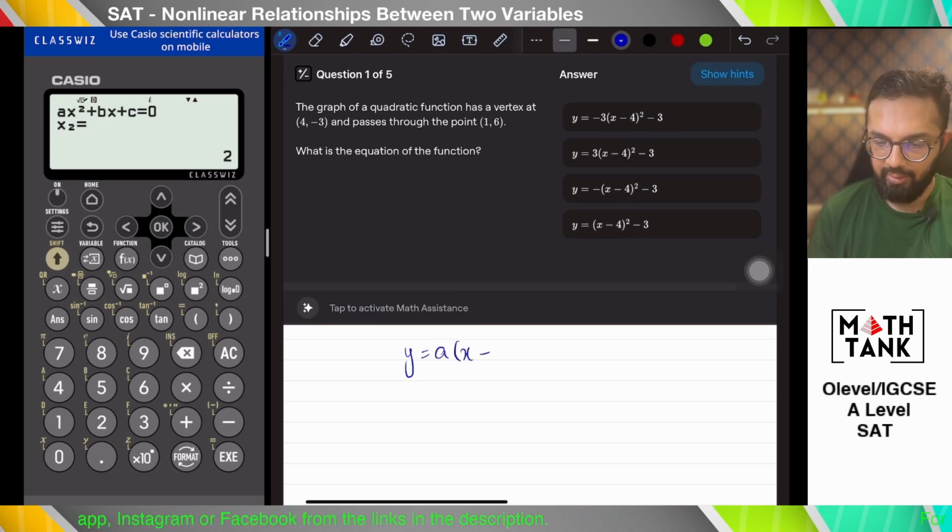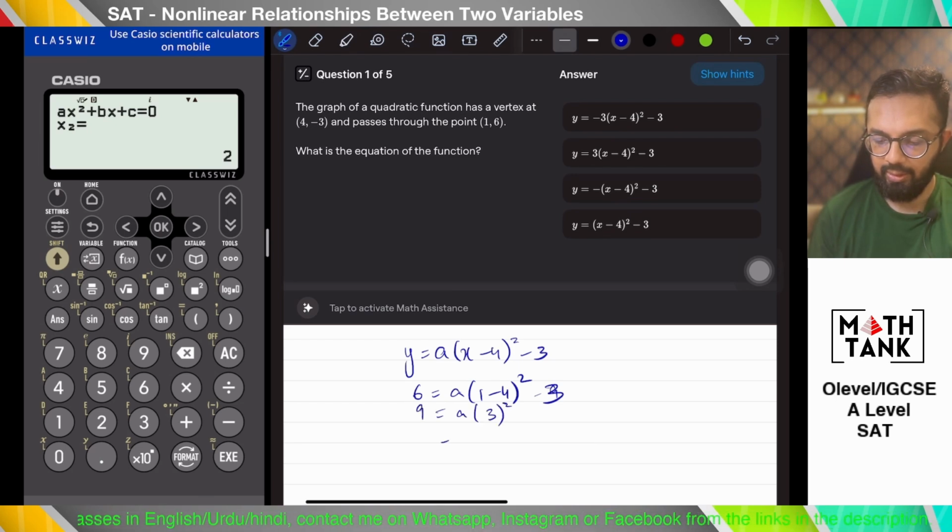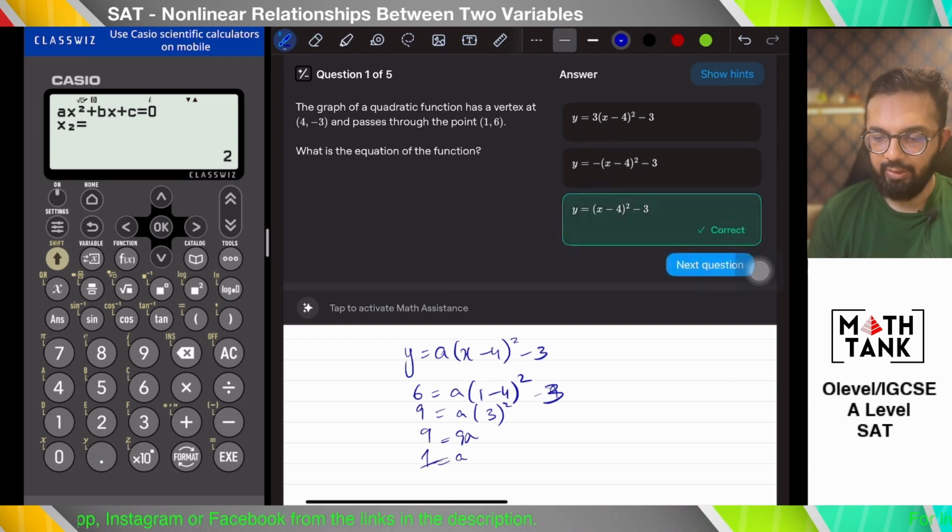I could do a(x - 4)² - 3. Then I can plug in the point (1, 6): 6 = a(1 - 4)² - 3, so 9 and 3 squared, 9a. So a is equal to 1. So that should be the answer then.